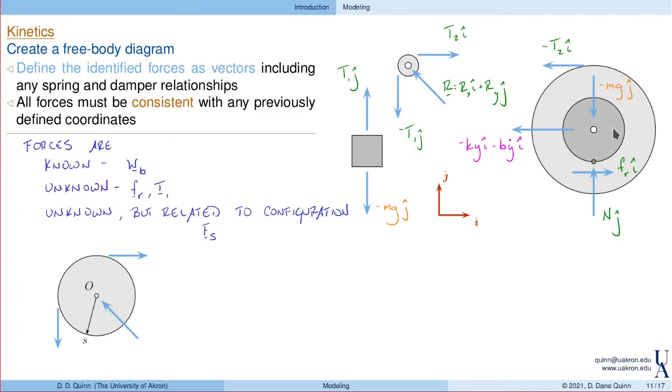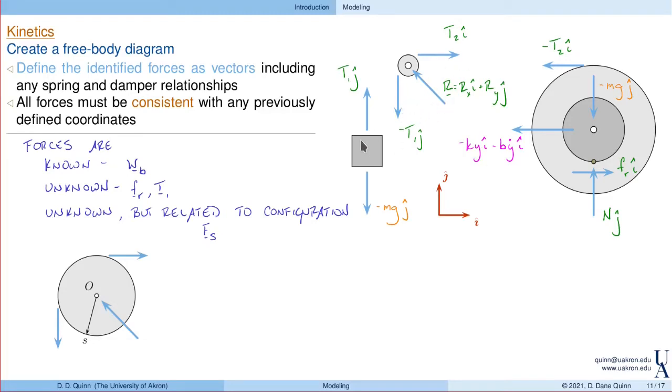So again, if Y is positive, then this force is in the minus i direction. If Y is negative, then this force is actually in the plus i direction. It would actually push the disk back to the right, but that's cool because minus K times a negative number gives me a positive number, right? So indeed, this force is pushing to the right.